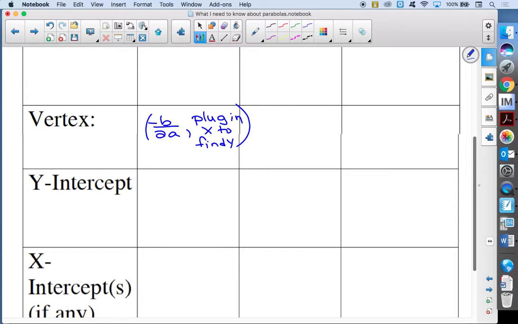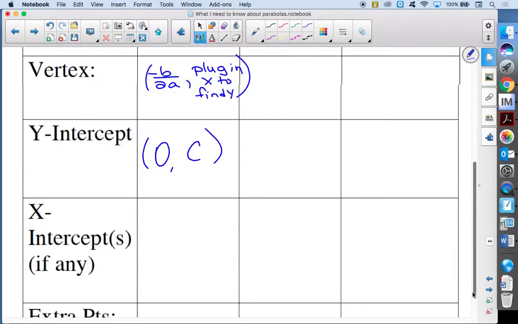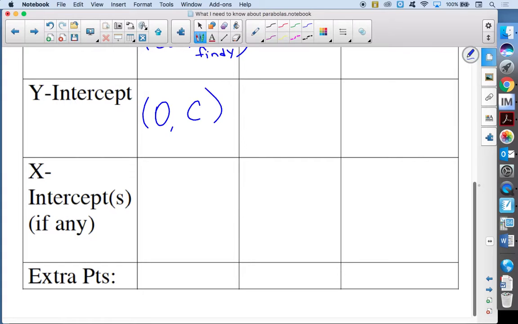The y-intercept is found by letting x equal 0, but it's always the c value because everything cancels but that last number. And then to find the x-intercepts, we set y equal to 0 and factor. The extra points in this case are not needed. You only need 5. We don't need another set of 2 points more to get 7.